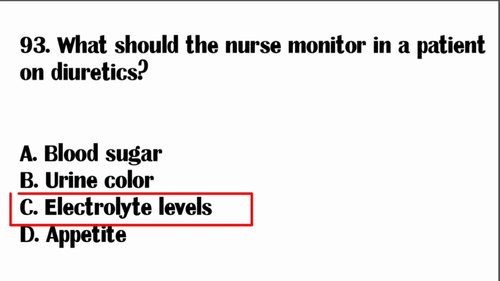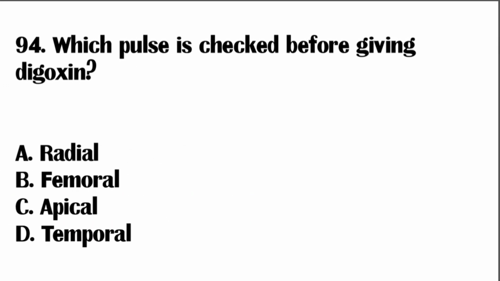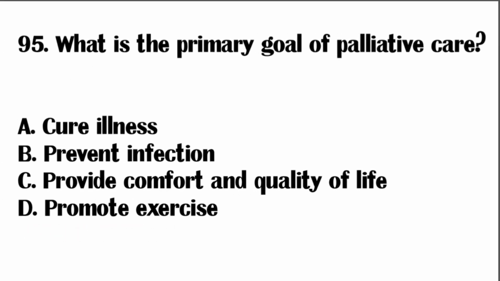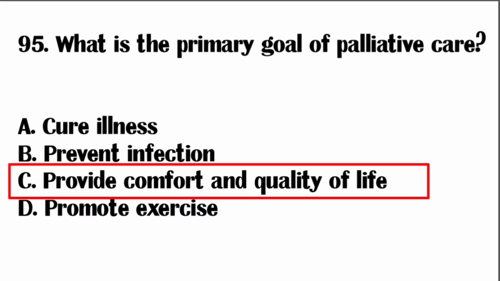Next question. What should the nurse monitor in a patient on diuretics? Correct answer: electrolyte levels. Next question. Which pulse is checked before giving digoxin? Correct answer: apical. Next question. What is the primary goal of palliative care? Correct answer: provide comfort and quality of life.